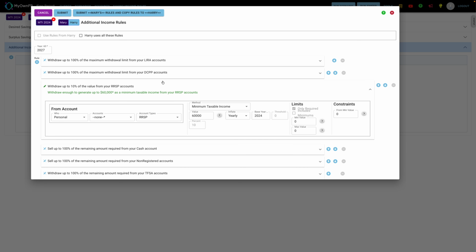Okay. And then one of the things we're going to do is, since Mary and Harry have very similar account values, we're just going to make sure that they use all the same rules. If you don't, you have to edit the rules for both people. The reason there are different rules for different people is maybe one person has $3 million in accounts, and the other person has $100,000 in accounts, and your rules would want to be quite a bit different in those situations. So Harry's going to use all the rules.